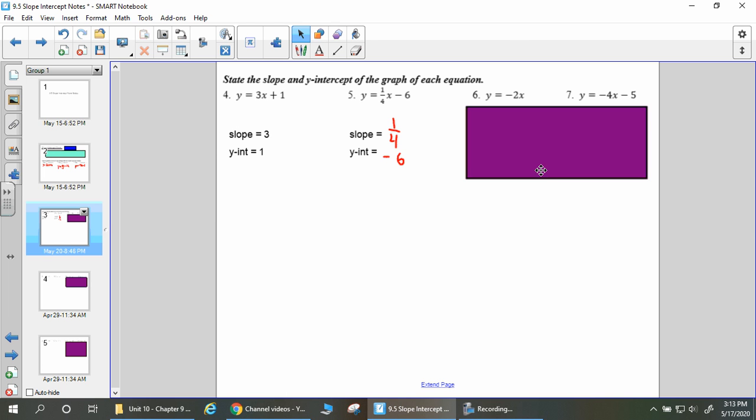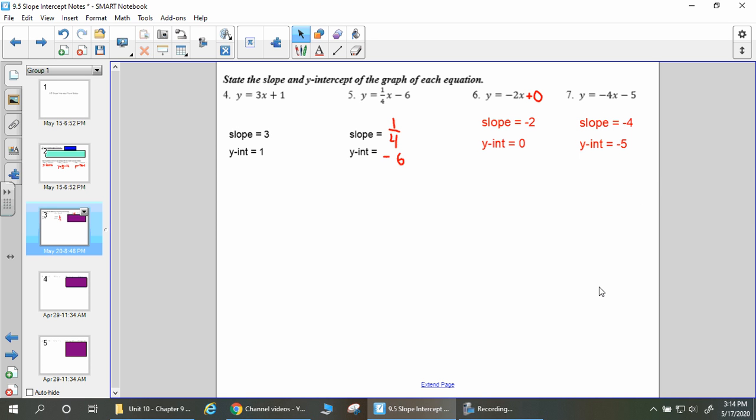The main thing when you look at 6 and 7 over here is in number 6, yes, you have y equals -2x. Think of this as being sort of that invisible +0 at the end. So here my slope is -2, my y-intercept is 0, and on number 7, my slope is -4, and my y-intercept is -5. And so that's what we're looking at.